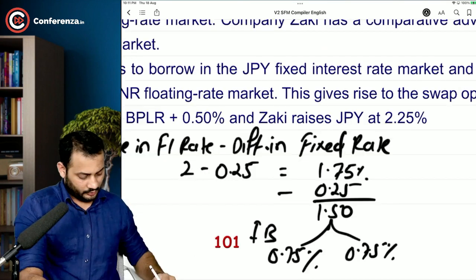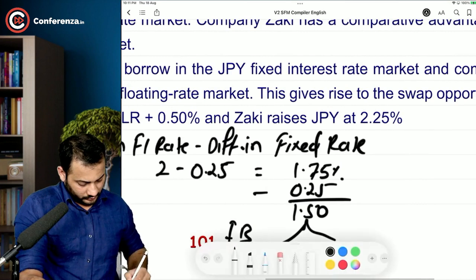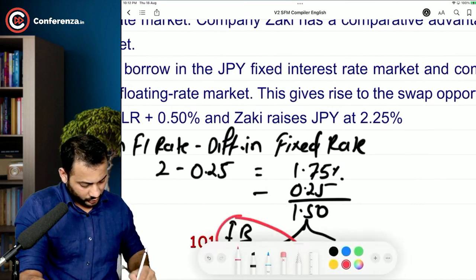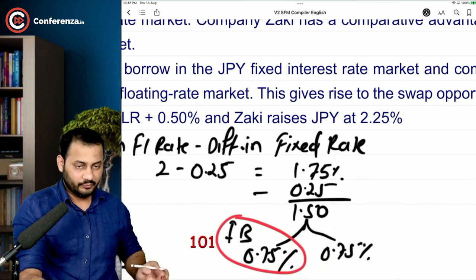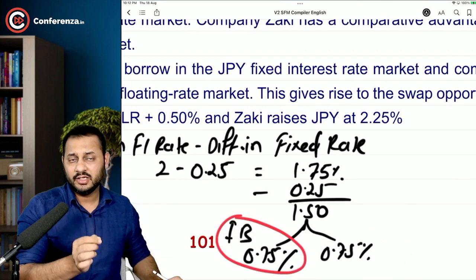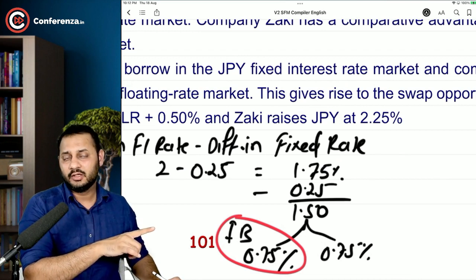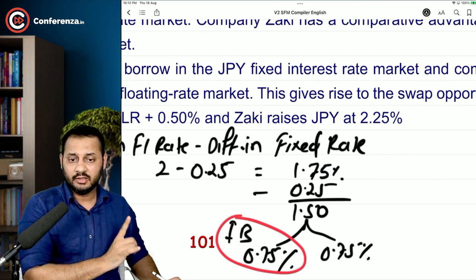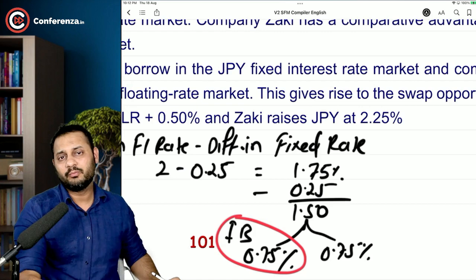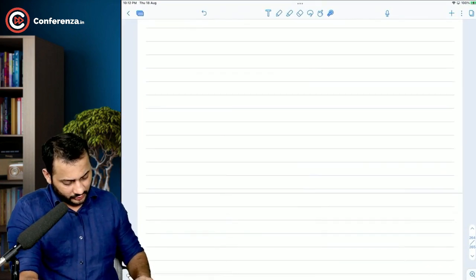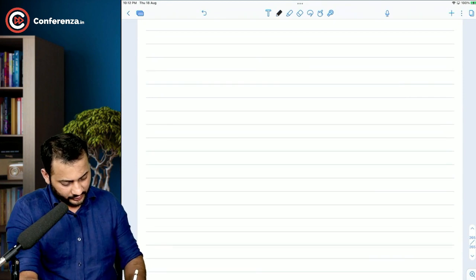What does that mean? The result of this swap is IB will have a borrowing rate lower by 0.75%. IB will end up borrowing at its desired type of interest rate, but the cost will be lower by 0.75%. So let me just start this question in our notes with a few things that I want to write.